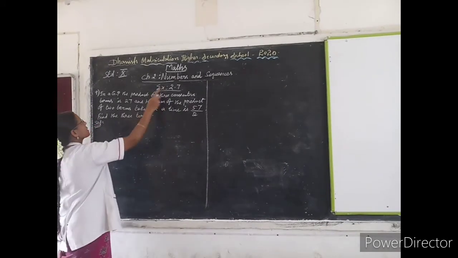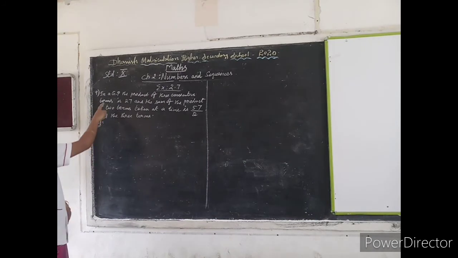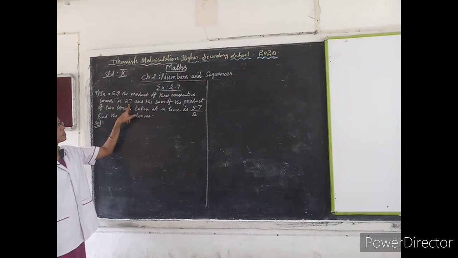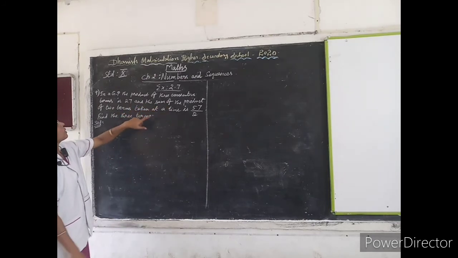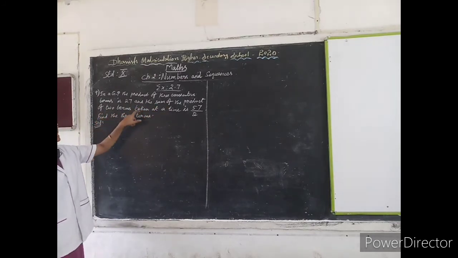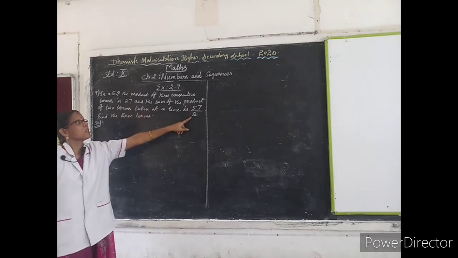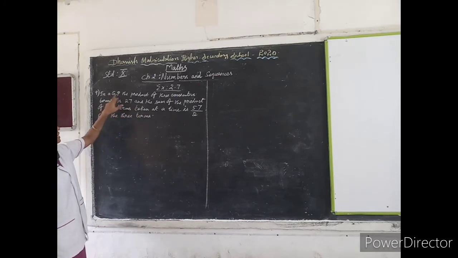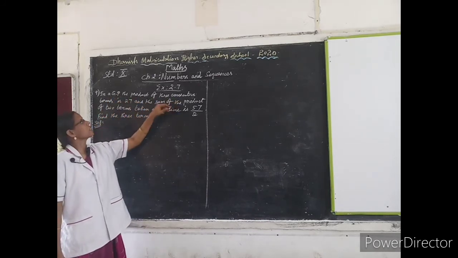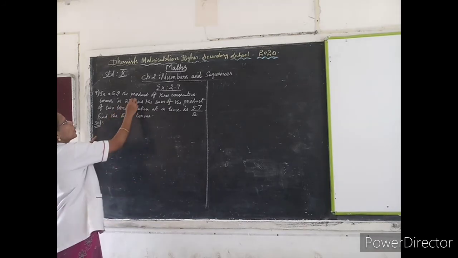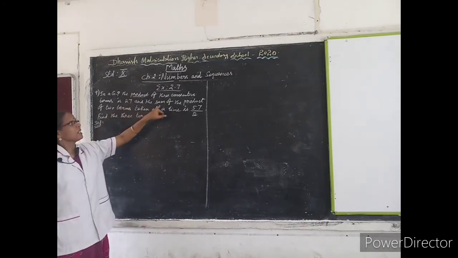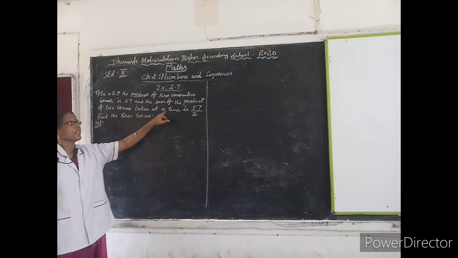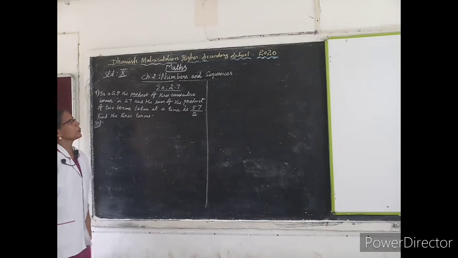From exercise 2.7, question number 9. In a GP, the product of 3 consecutive terms is 27 and the sum of the product of 2 terms taken at a time is 57 by 2. Find the 3 terms. What are given? In a GP, the product of 3 consecutive terms is 27. Product is 27. And the sum of the product of 2 terms taken at a time is 57 by 2.